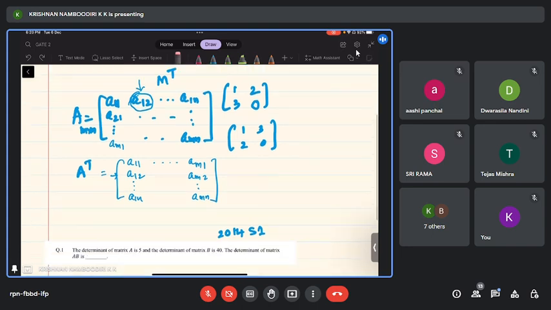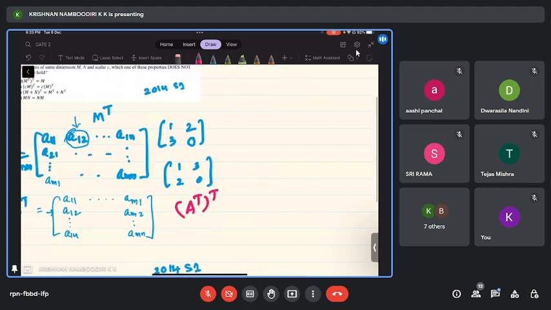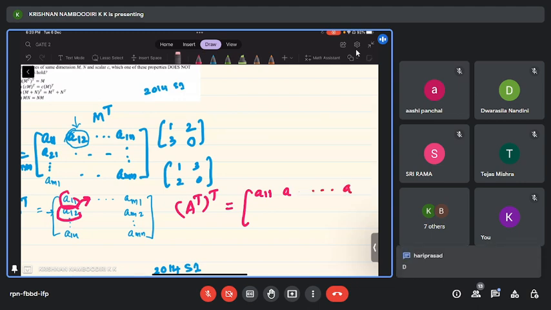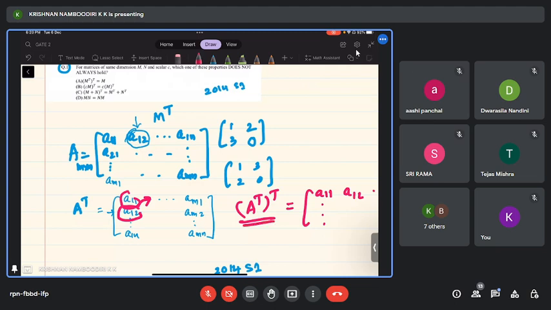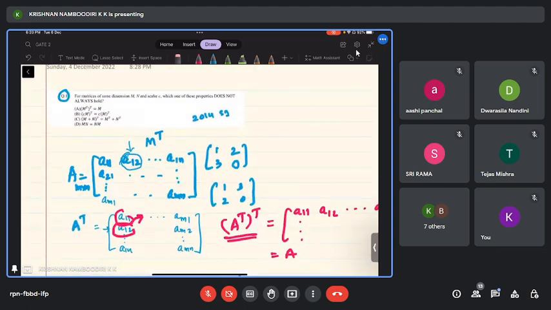So A transpose whole transpose means what? I'm again picking these things back. A11 I am taking, that will be in the same position. A12 I will again put back to this position. Like that it will go, correct? Sorry, not A1, A12, A1n. So it will come again as same as the matrix A, correct? Is that clear? So the first property is very trivially true.